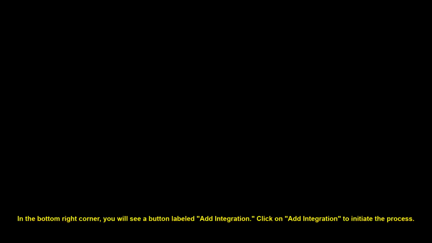Now that you are logged in, locate the sidebar on the left side of the screen. Scroll down until you find the Configuration option. Click on Configuration to access the Settings menu. In the Configuration menu, look for the Integrations tab. Click on Integrations to see a list of available integrations. In the bottom right corner, you will see a button labeled Add Integration. Click on Add Integration to initiate the process.